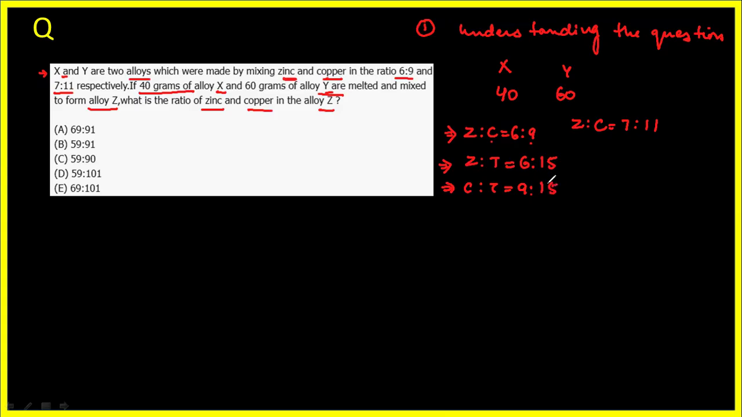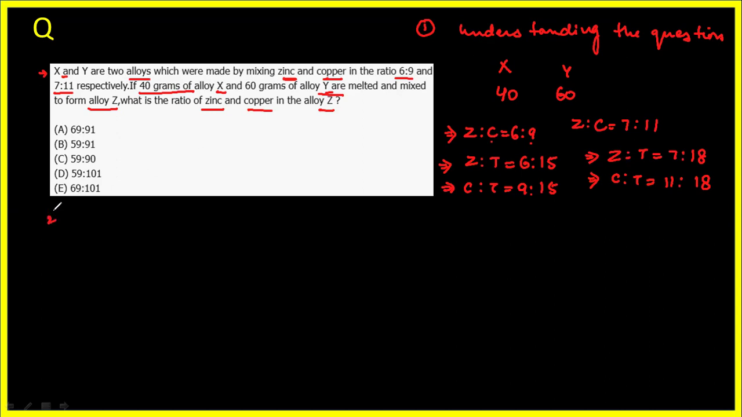That is 9:15. Similarly, for alloy Y, it is 60 grams as the total, and the ratio of zinc to copper is 7:11. So what will be the zinc to total proportion? That is 7:18, which is 7 plus 11, that is 18. Similarly, copper to total is 11 parts out of 18 parts, that is 11:18, right? That's the understanding of the question.